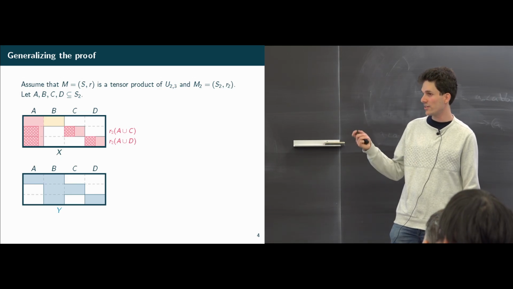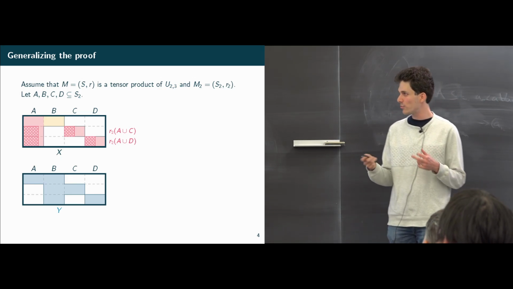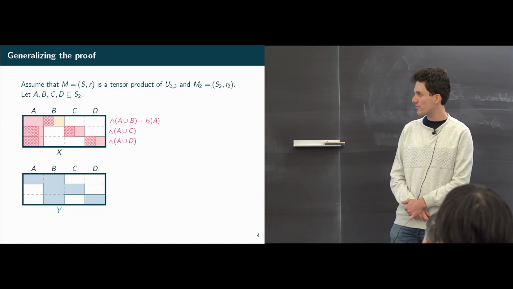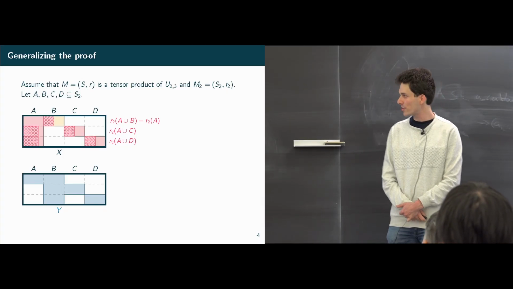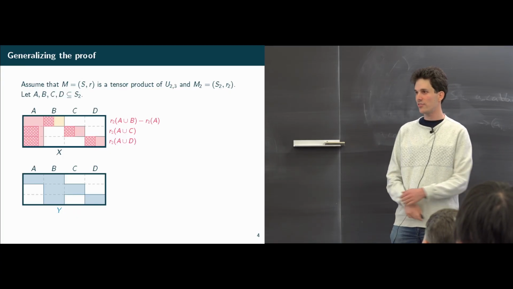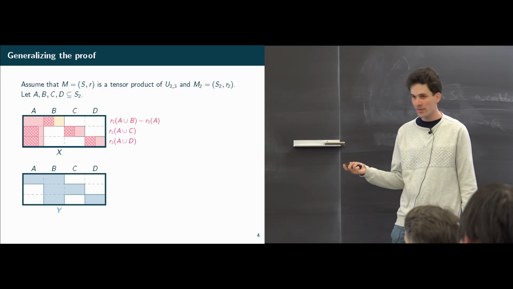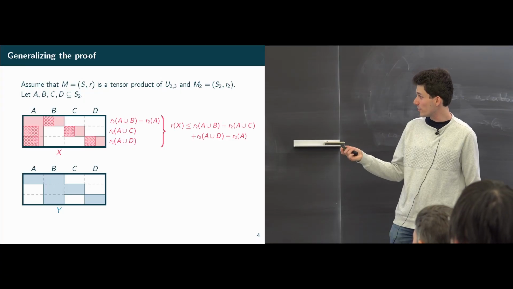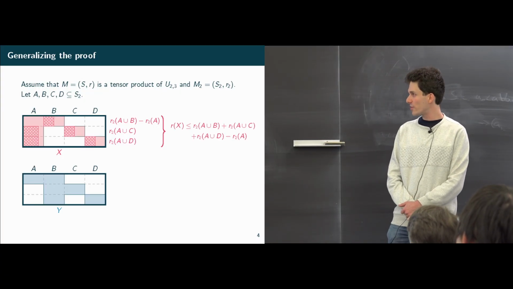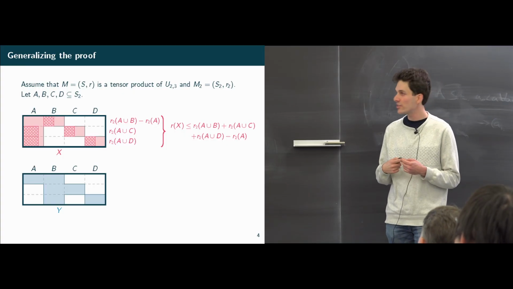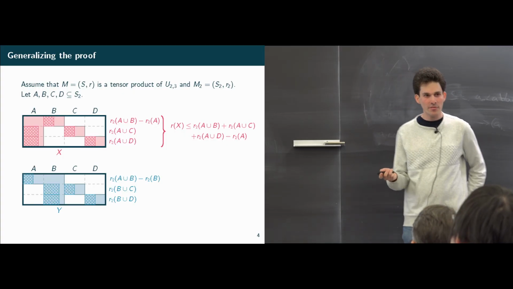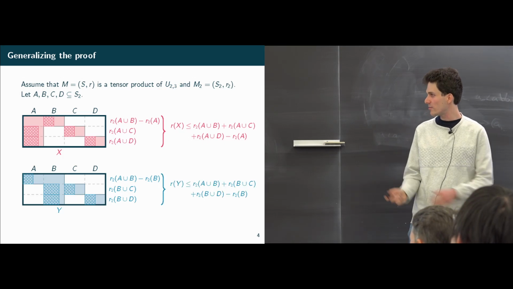Then we span the columns corresponding to A because we have U2,3. And then we add this many extra elements to span the remainder, because we already spanned A union B. Because we already spanned A, we need just this many elements to span the rest. So now for this set X of this form, we have some upper bound on the rank for any matroid which has a tensor product with U2,3. And the same holds for Y as well.